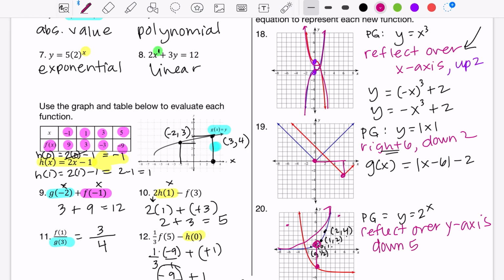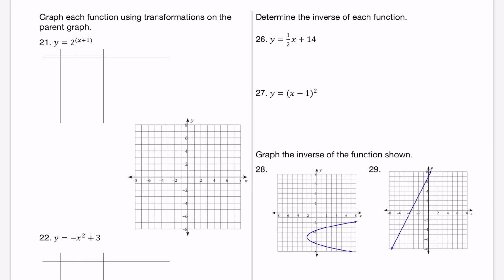So what would that look like in equation? G of x equals 2 to the negative x, because that's a reflection in the y-axis. That always goes in with the x, and then down 5 is minus 5. Okay, let's flip it over.